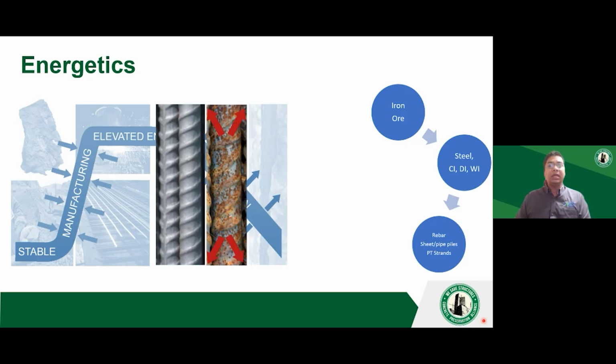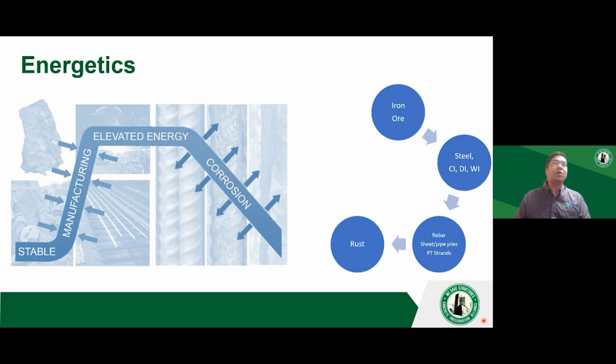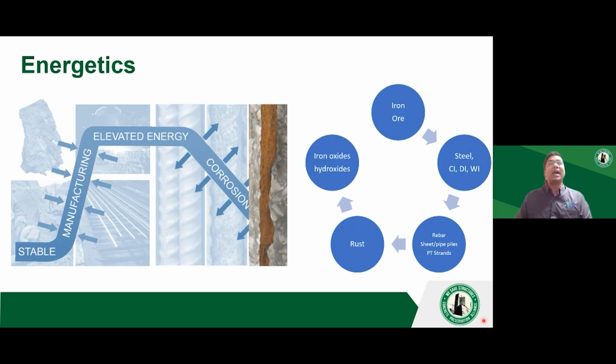So effectively, you can think of corrosion as reversal of energy, where corrosion is just one way to take that energy back and put it back in the nature again. When the steel corrodes, it forms rust on it, and the rust is essentially the iron oxides and hydroxides, and effectively that's the same thing we started with in the first place.